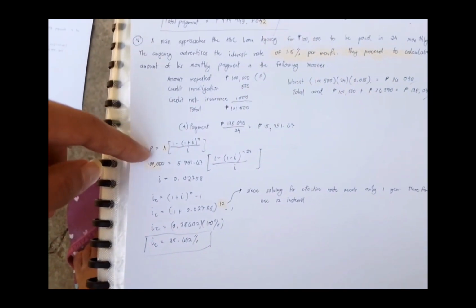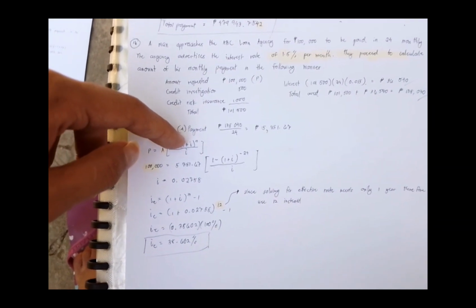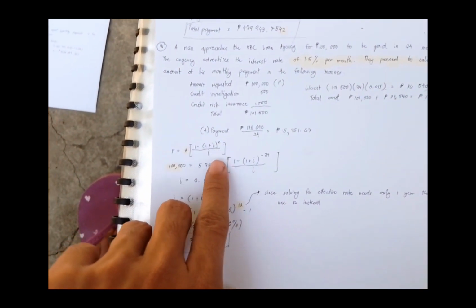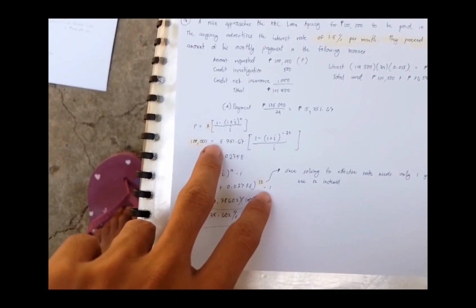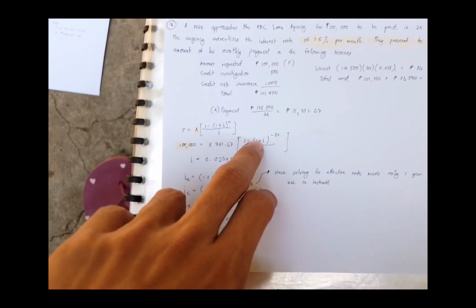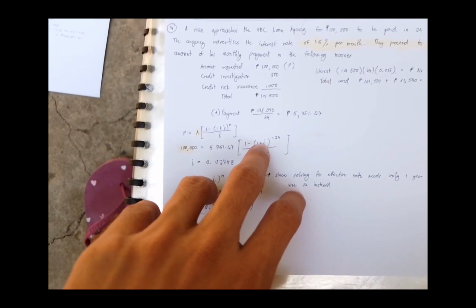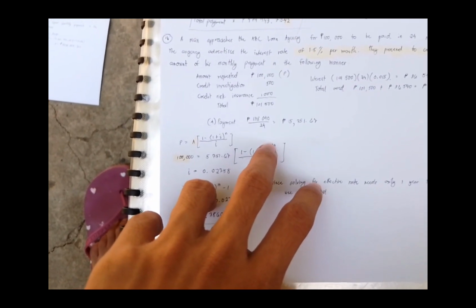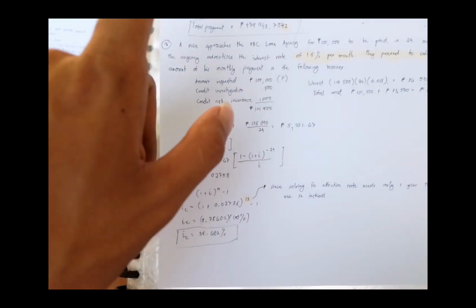So P is equal to A times quantity of 1 minus quantity 1 plus i raised to negative n over i, sorry I forgot. So 100,000 is equal to 5,751.67 times 1 minus quantity of 1 plus i raised to negative 24. We can also divide i by 12, since our compounding is monthly, meaning 12 in a year.